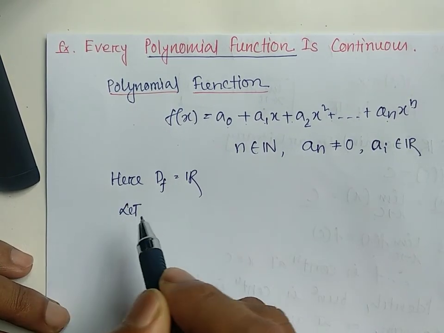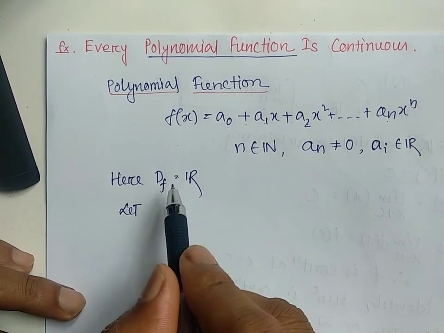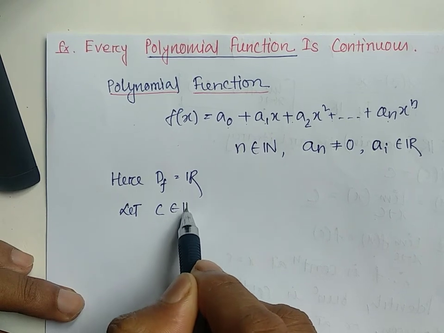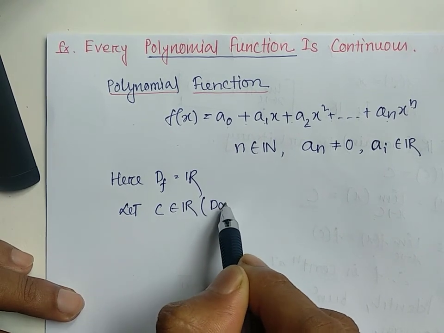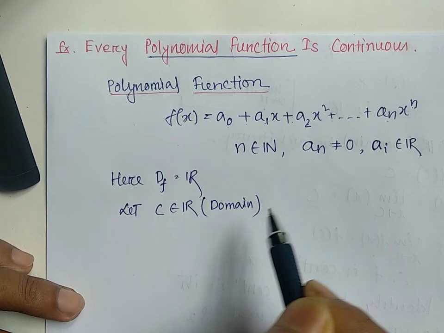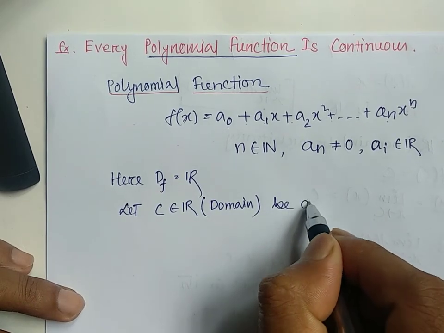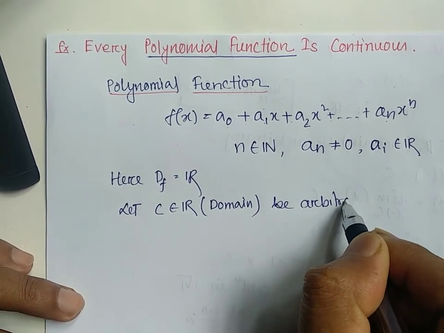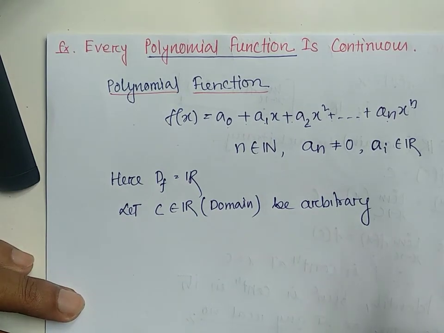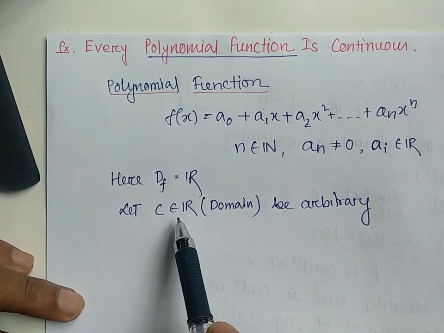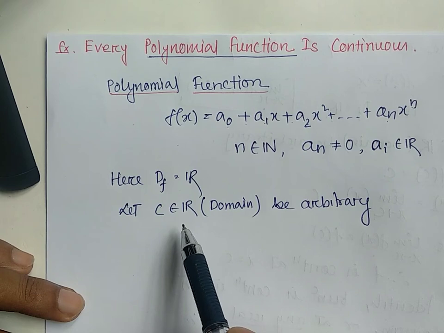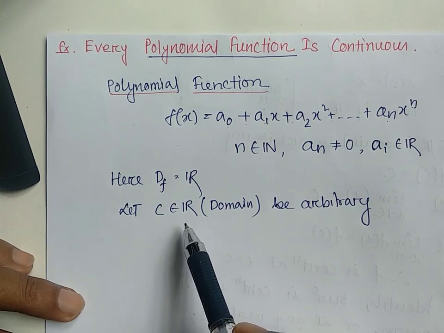Now what we will do, we will consider an arbitrary point from its domain. Let c belong to R. What is R? R is nothing but the domain. Let c belong to R, be arbitrary. What does it mean? That means we have considered an arbitrary element from its domain. In its domain, all the real numbers are there. Out of all those real numbers, it is not possible for us to check for each and every real number whether it is continuous or not.